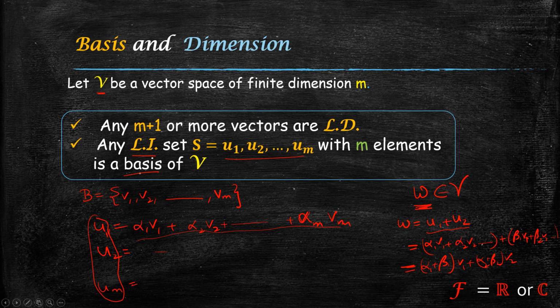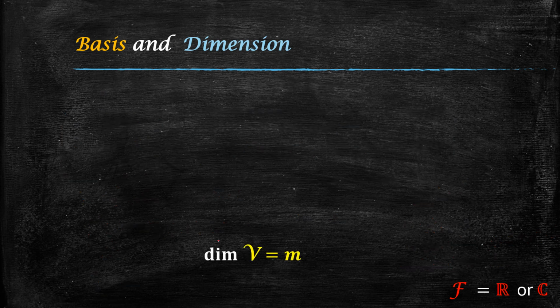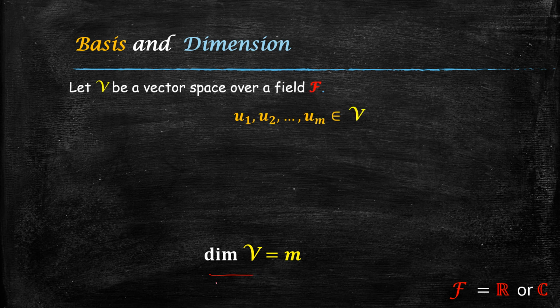So I think these concepts will make it clear what linearly independent vectors and linearly dependent vectors are, and how a basis is defined. A linearly independent set of vectors that spans vector space V is called a basis, and the number of elements in the basis is called the dimension of that vector space V. So by this I conclude my lecture.